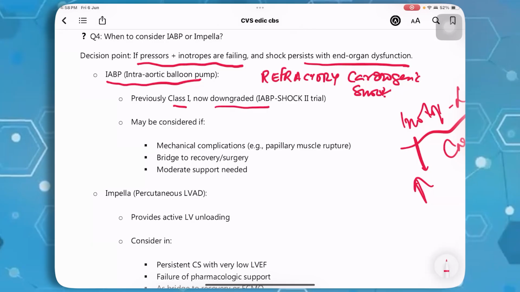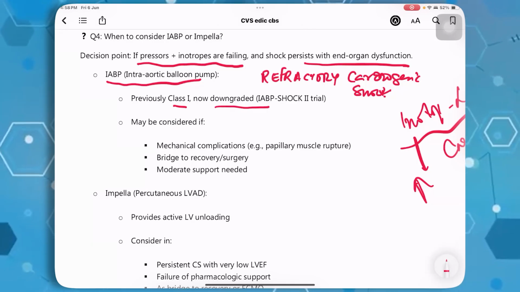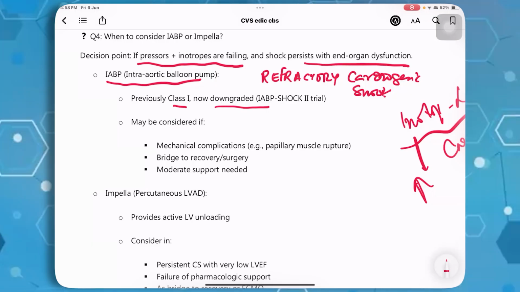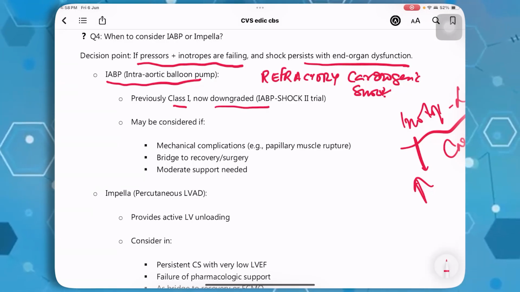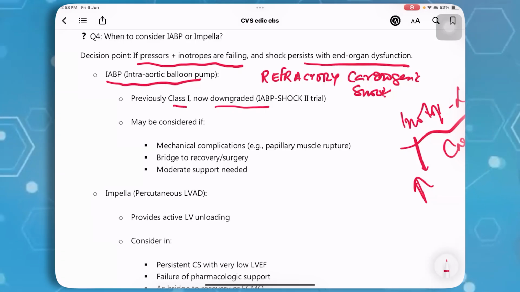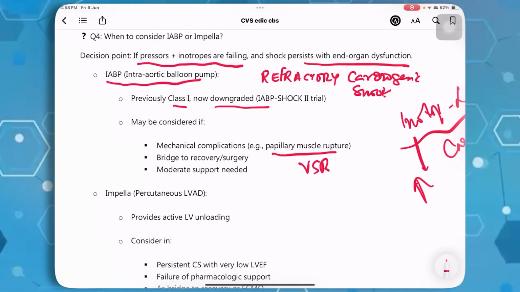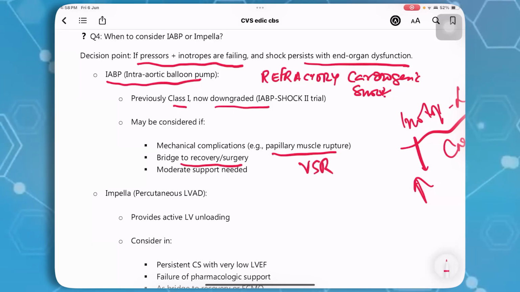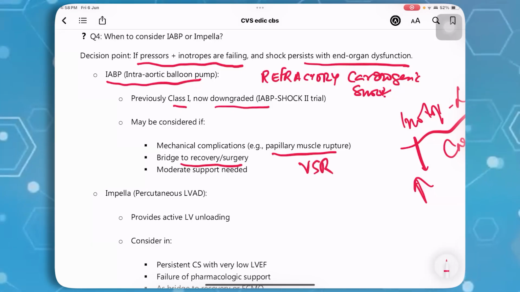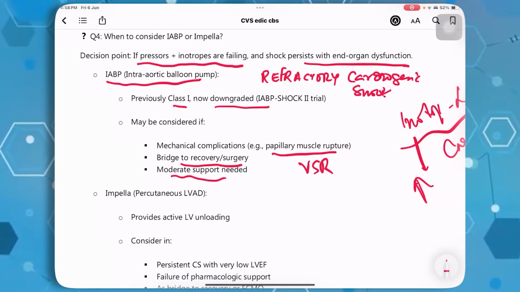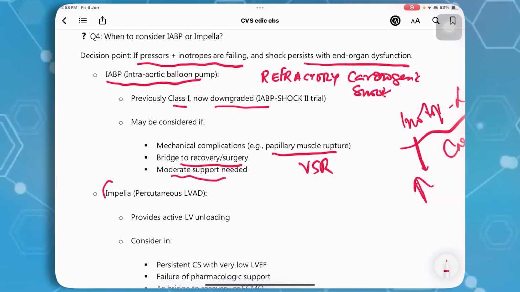But believe me, in the last 18 years I have seen IABP work wonderfully, specifically in a case of left ventricular dysfunction. IABP is excellent. So you should consider it whenever there are mechanical complications like a papillary muscle rupture or a VSR, whenever you are planning to put the patient to surgery, so it is a bridge to recovery or surgery, and whenever moderate support is needed. If IABP is not effective, then you can go for Impella.